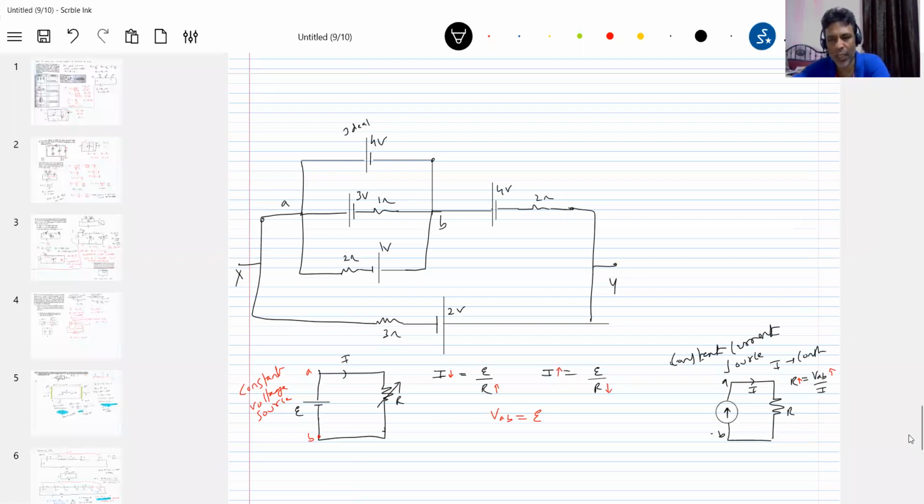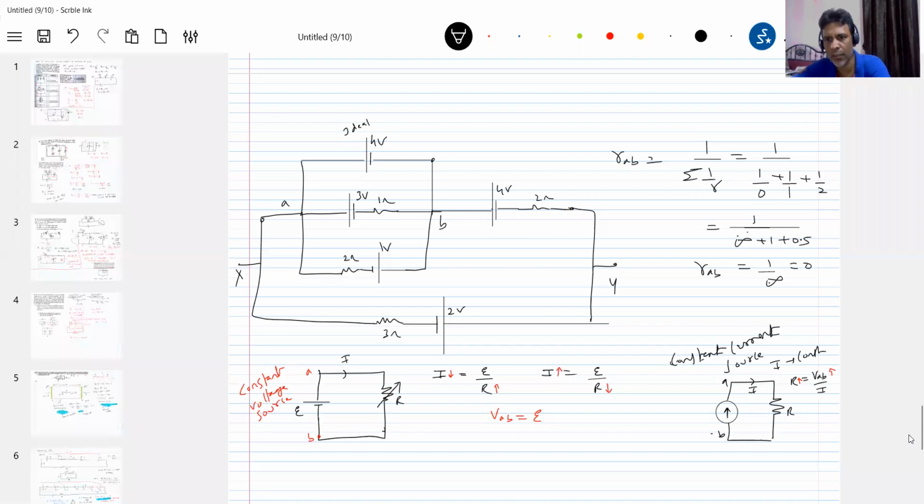So let's go for RAB. How to calculate RAB? Any formula? 1 by summation of 1 by R, no? Let's analyze. 1 by 0, 0 ohm, 1 by 1 plus 1 by 2, all divided by, this will be infinity plus 1 plus 0.5, 1 by infinity. So what is RAB? 0.